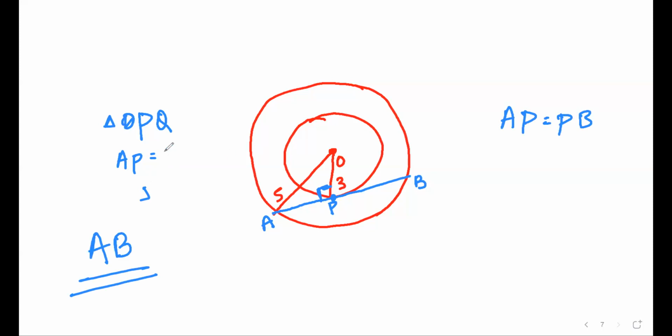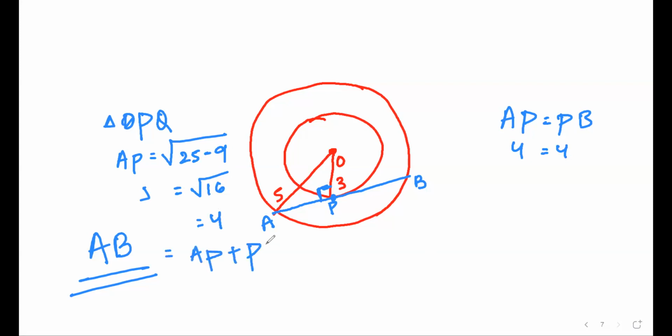So if you have found AP from here, let's find it. Hypotenuse squared minus the other side squared, that is under root 25 minus 9. 25 minus 9 will be 16 and that will give AP as 4. Now we are saying AP and PB are the same. So AB will be AP plus PB, right? That is 4 plus 4. That means 8 centimeter, right?